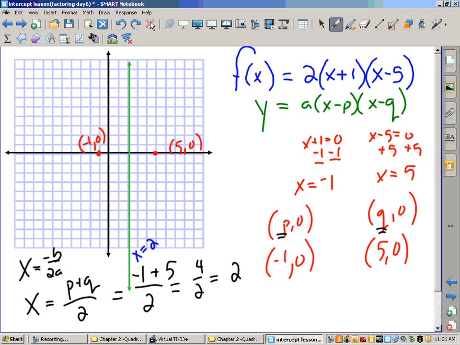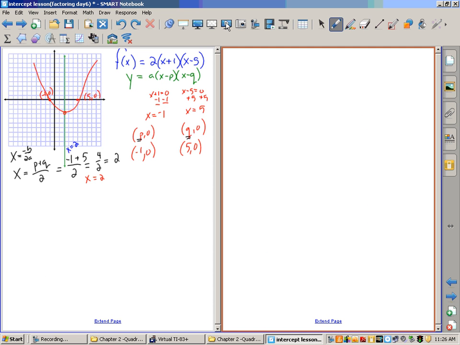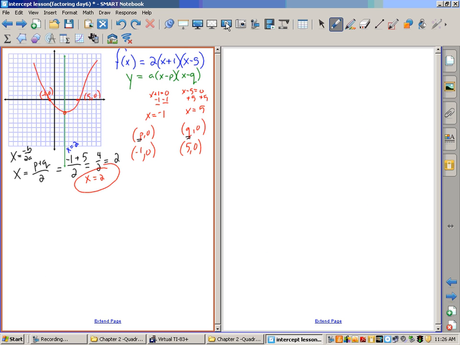Plug it in, because can I just come up here and do this? No, we got to know how far down that goes. So I'm going to take this line of symmetry, which is x is 2, and plug 2 back into that equation right there. When you plug it back into that equation, that will help us find the y-coordinate for the vertex.